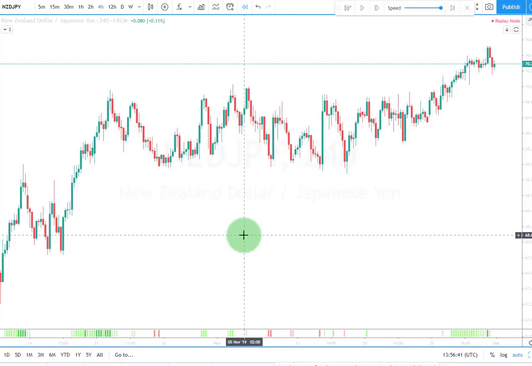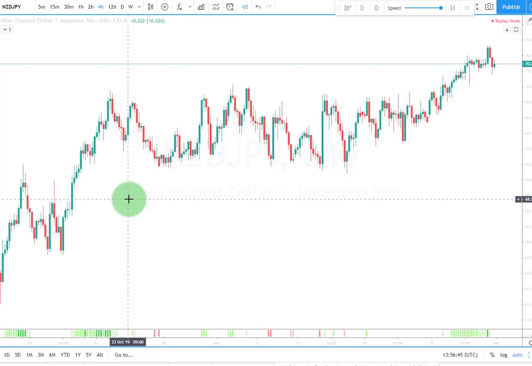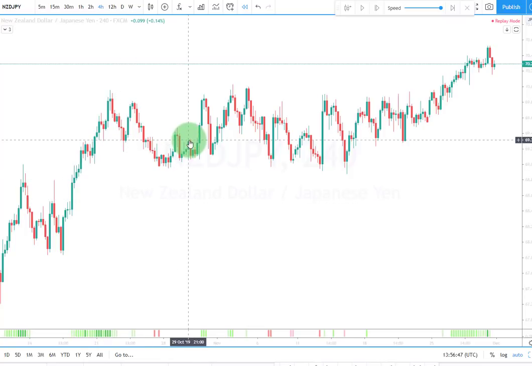Let's take a look at how to trade ranges, how to trade small price action, and how to find better trades with a top-down approach.